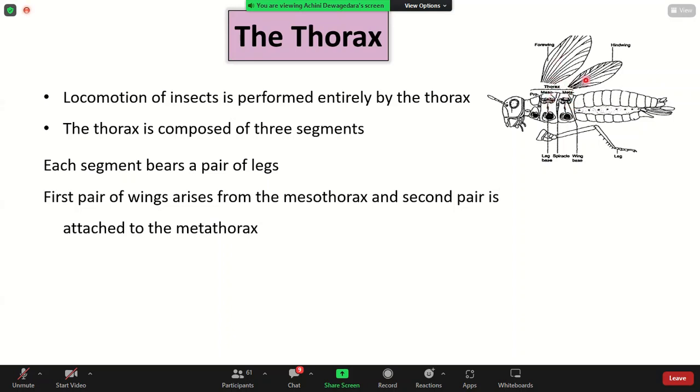Right? Two pairs of wings are available generally in insects. Right? 6 pairs of legs. 6 legs. That means 3 pairs.